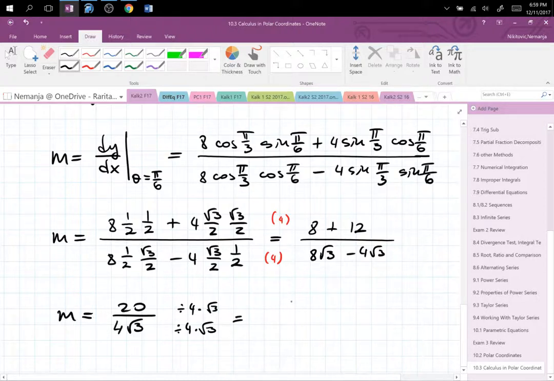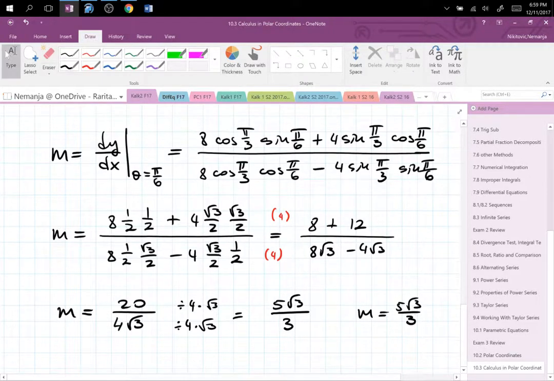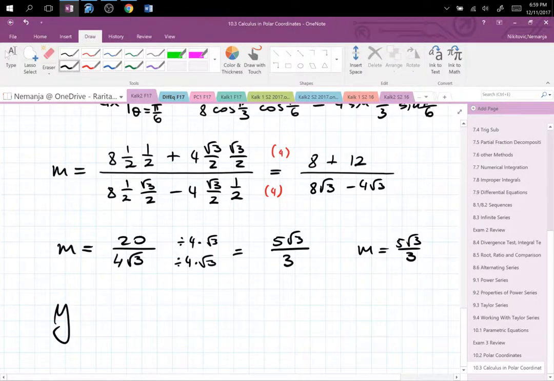So 20 divided by 4 times root 3 is 5 root 3, divided by 3. There's your slope: 5 root 3 over 3. The tangent line is y equals mx plus b. So now I have to find an x and a y, right?